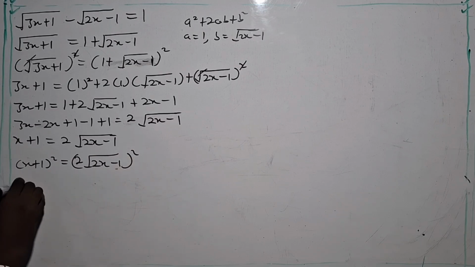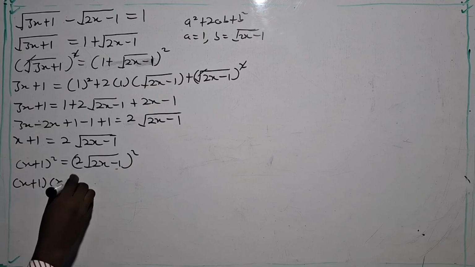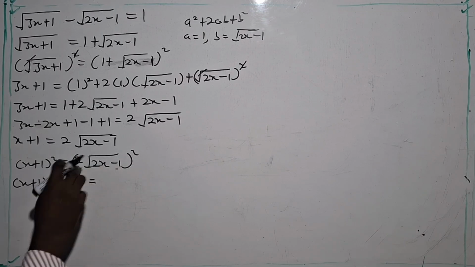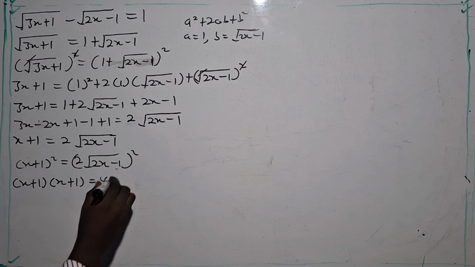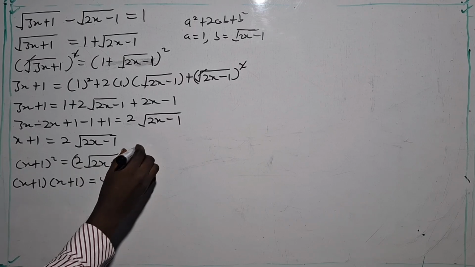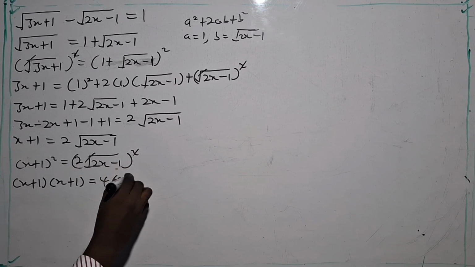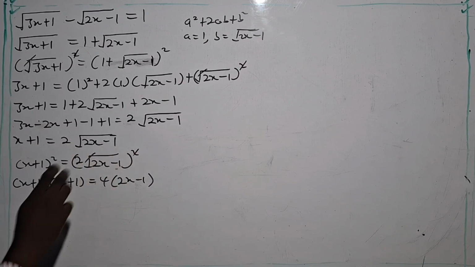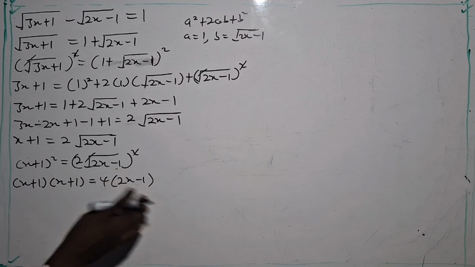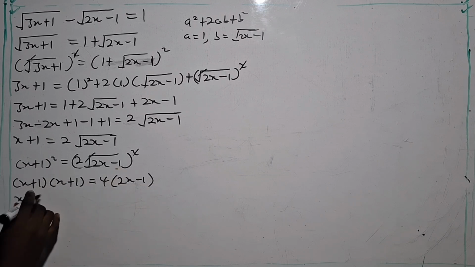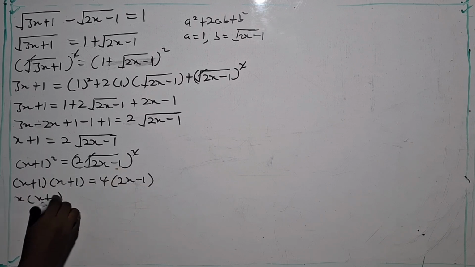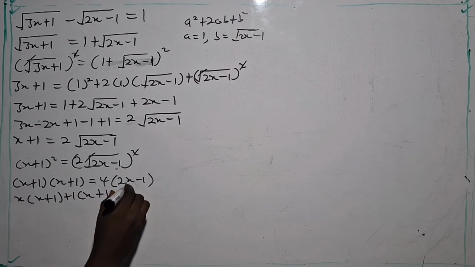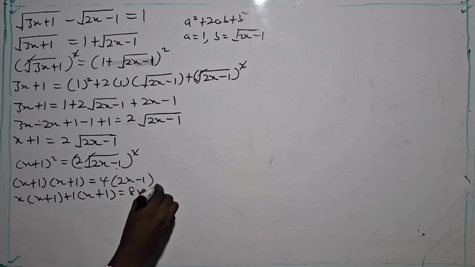Squared. So this will give me x plus 1. X plus 1 is equal to, the square will affect the 2 here, which will give me 4. Multiplying this, cancelling this, 2x minus 1. Yes, it's going to take out this, but it's going to have an effect on the 4. So I'm going to expand this. So x plus 1, x plus 1 is equal to, this one will give me 8x minus 4.